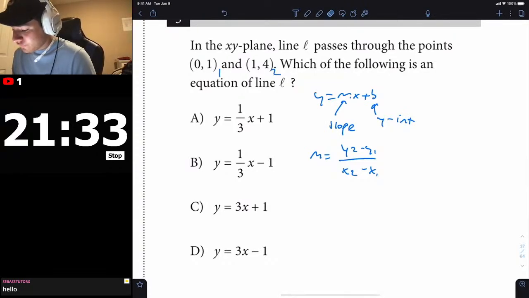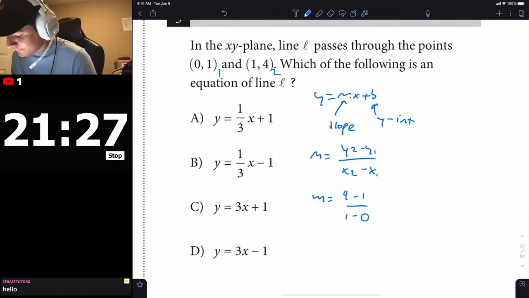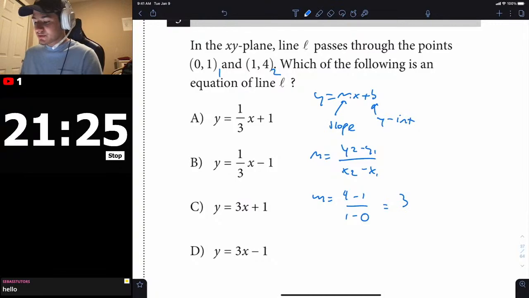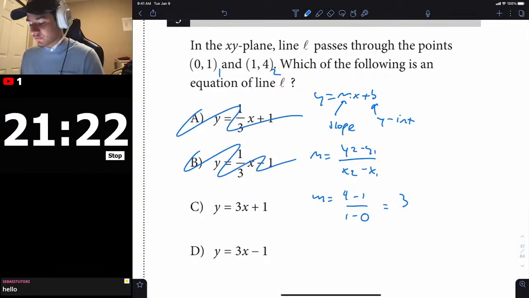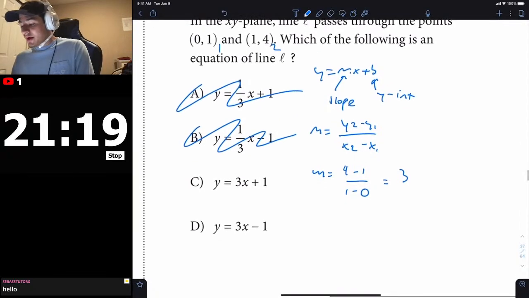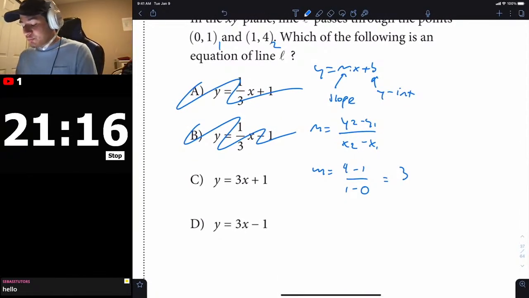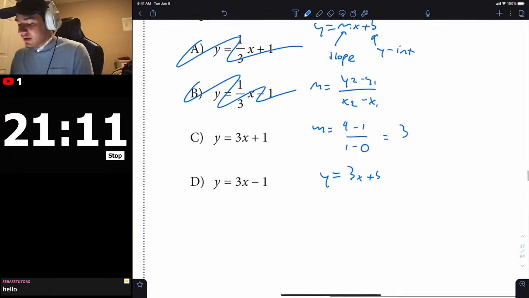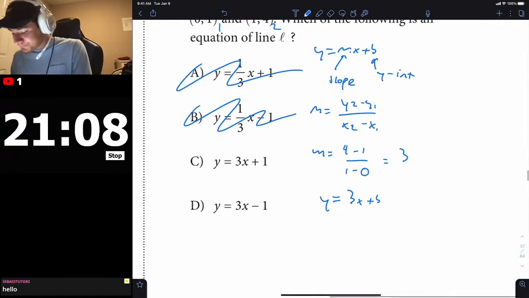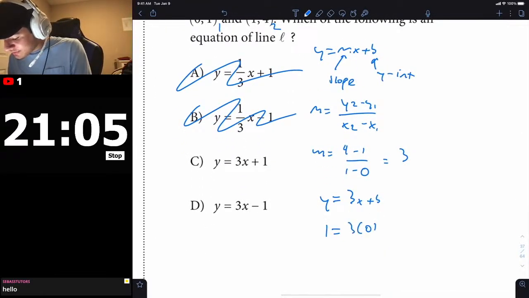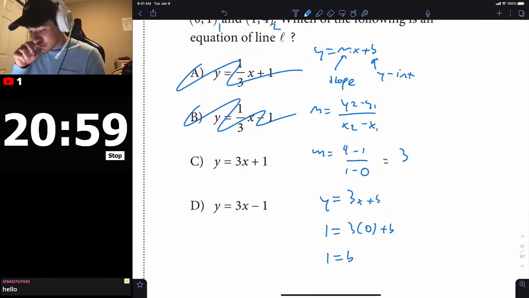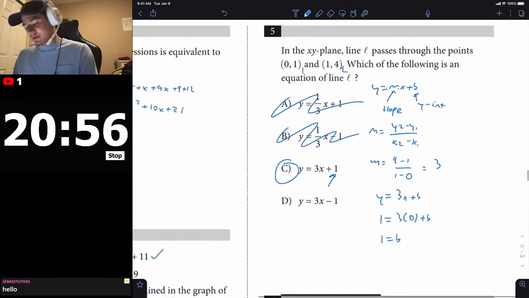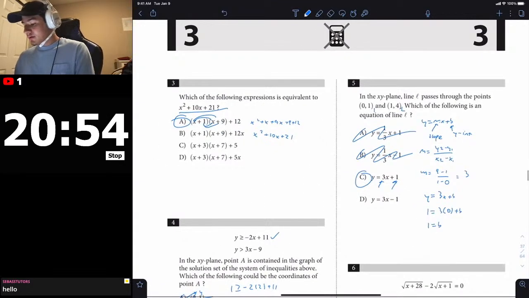So we get m is equal to 4 minus 1 over 1 minus 0. That's just going to be equal to 3. So we know our slope is 3. We can cross out A and we can cross out B because those have a slope of 1/3. Now to find our y-intercept, all we have to do is plug in any point on the line into our equation. So currently we have y equals 3x plus some b value. Now if we plug in a point we're given, let's do 0, 1. We get 1 equals 3 times 0 plus b. That means we get 1 is equal to b, so the answer is going to be C because it has a value of 1 as our b and 3 as our slope. Cool.